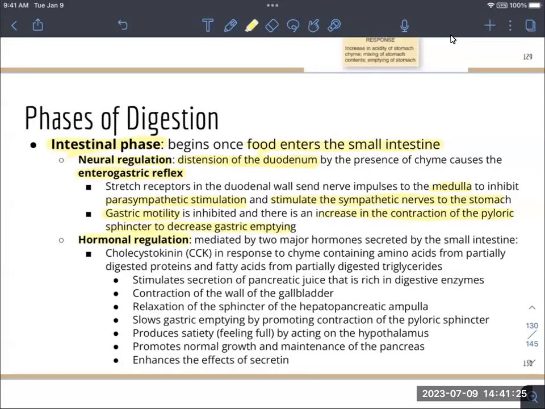Hormones, cholecystokinin is released because of chyme containing amino acids and fatty acids. So this stimulates the secretion of pancreatic juices, contraction of the gallbladder to release out bile. It relaxes the pancreatic ampulla sphincter, slows gastric emptying again. It provides a feeling of being full. It enhances the effects of secretin.